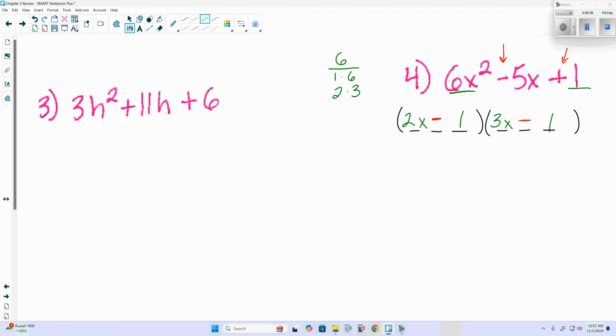And that brings us to our last step, which is to check. So we're going to do 2x times negative 1 first. It's negative 2x. Negative 1 times 3x would be negative 3x, giving us a middle term of negative 5x. And since that is the middle term we want, those are our factors. Questions on this here?